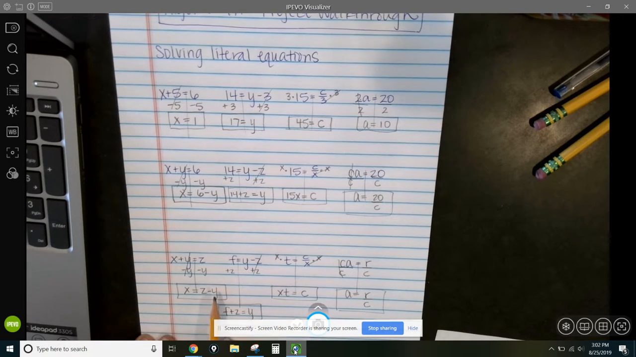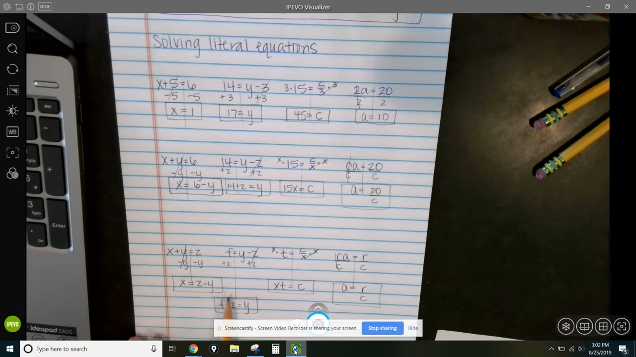So solving these literal equations or isolating one variable in these literal equations might seem kind of weird, but it's actually easy because you're just leaving the variables as they are. You don't have to know what z minus y is. You just write z minus y. So hopefully that will help you as you go through this project.